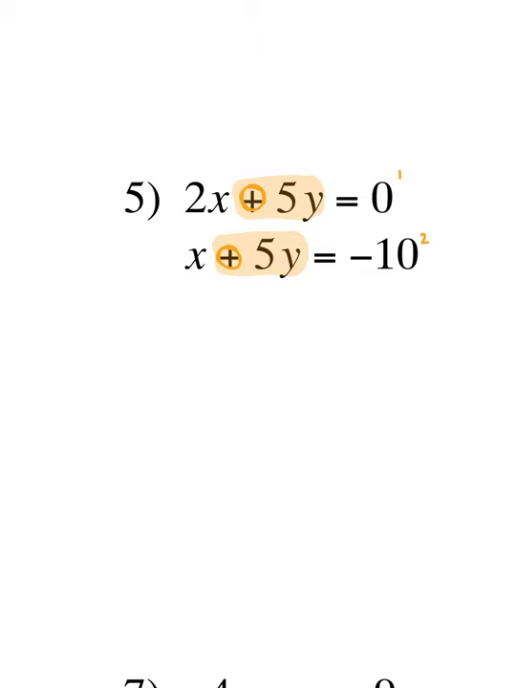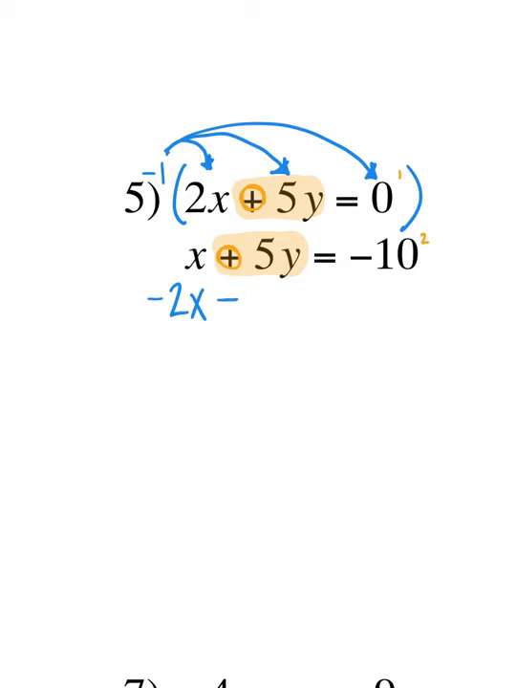So when I multiply by negative 1, I'm going to multiply everything by negative 1, which means I'm distributing the negative 1 to the 2x, to the 5y, and to the 0. When I rewrite that, I get negative 2x, and I'm going to write it in line right under equation number 2. Negative 2x minus 5y equals 0. Okay, so now I'm looking at these two.